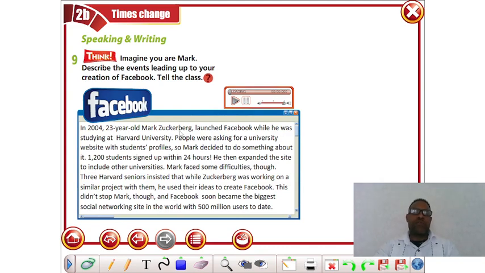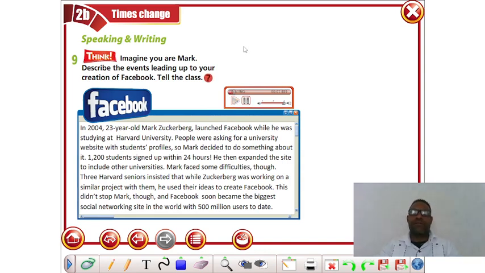All right, it says here speaking and writing. Read this section that we have here. Imagine you are Mark and describe events leading up to your creation of Facebook. Tell the class. And part of what you have to check is to give us the information about what you investigated on how Facebook was created. Do you use Facebook? Well, let me play it and then you can continue.